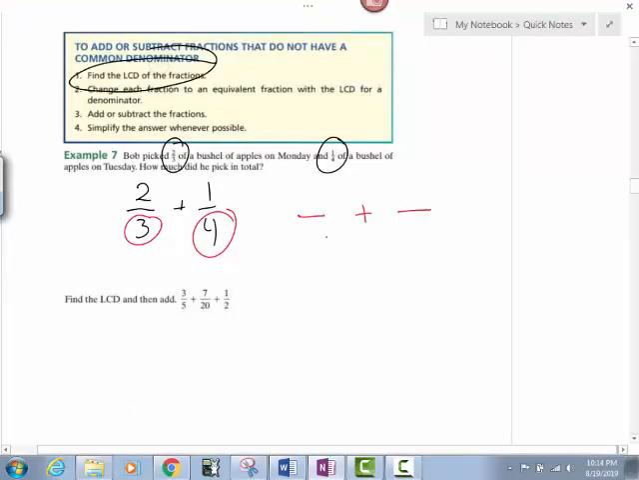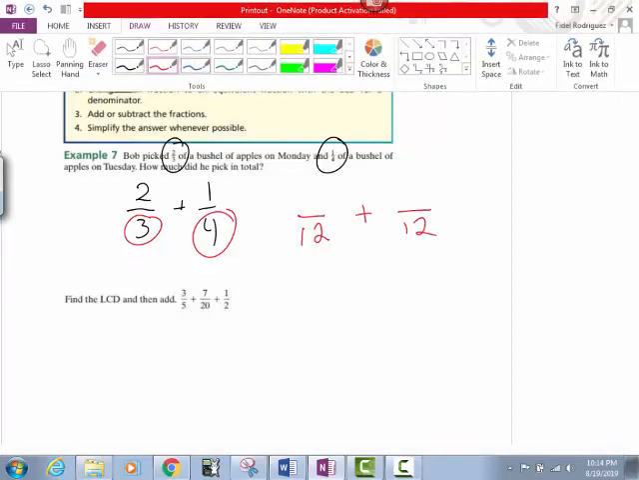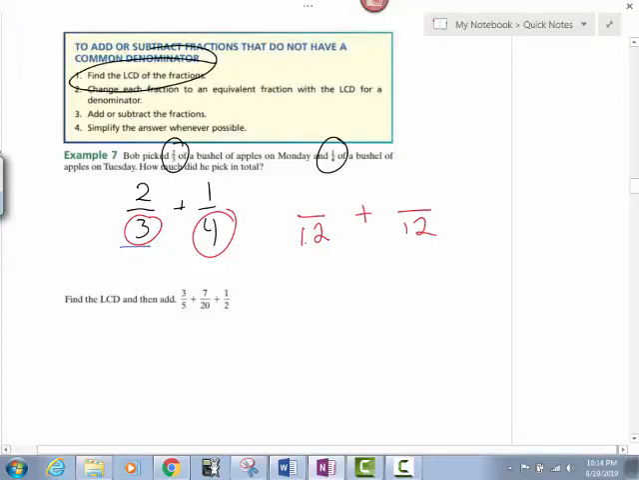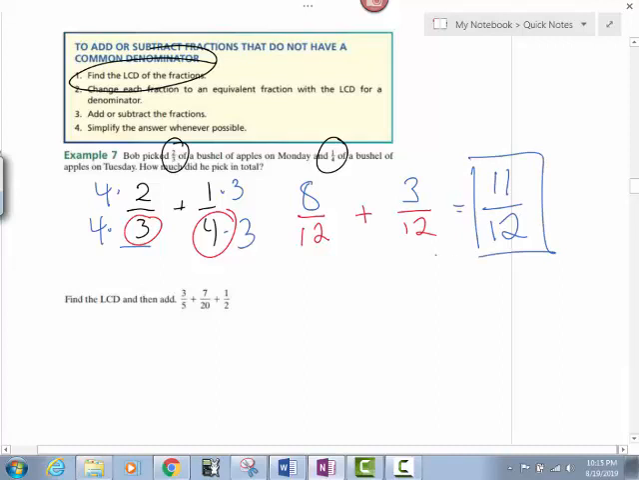Okay? So I'm going to put a 12 right here and a 12 right here. And then I'm going to do what we did a little while ago. I'm going to look at this number 3 and look at the 12. What did I multiply 3 by to get 12? Well, I multiplied it by 4. So I've got to do the top one by 4. That gives me an 8. We multiplied this 4 by 3. So I've got to do that one by 3. Okay. Now that I have a common denominator, I can just add my numbers on top. 8 plus 3 is 11.